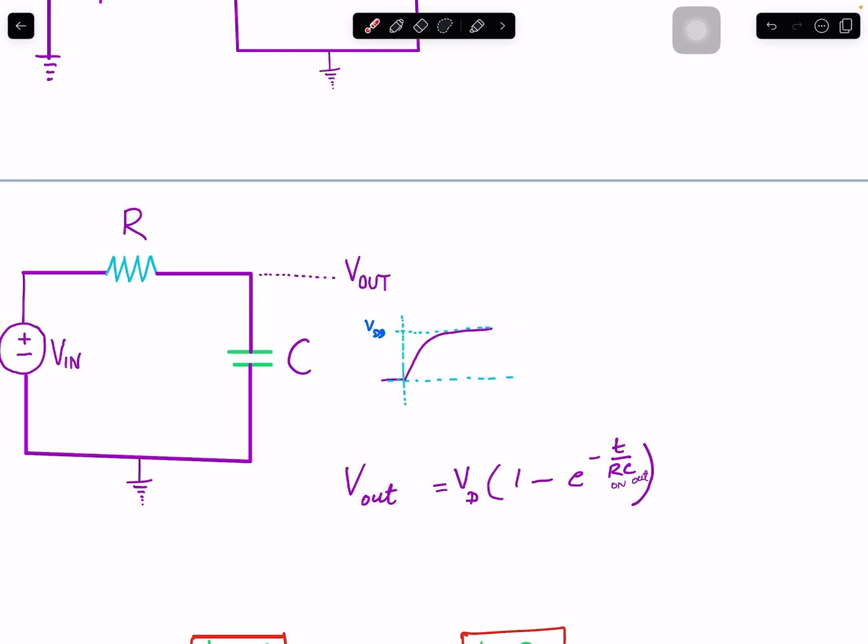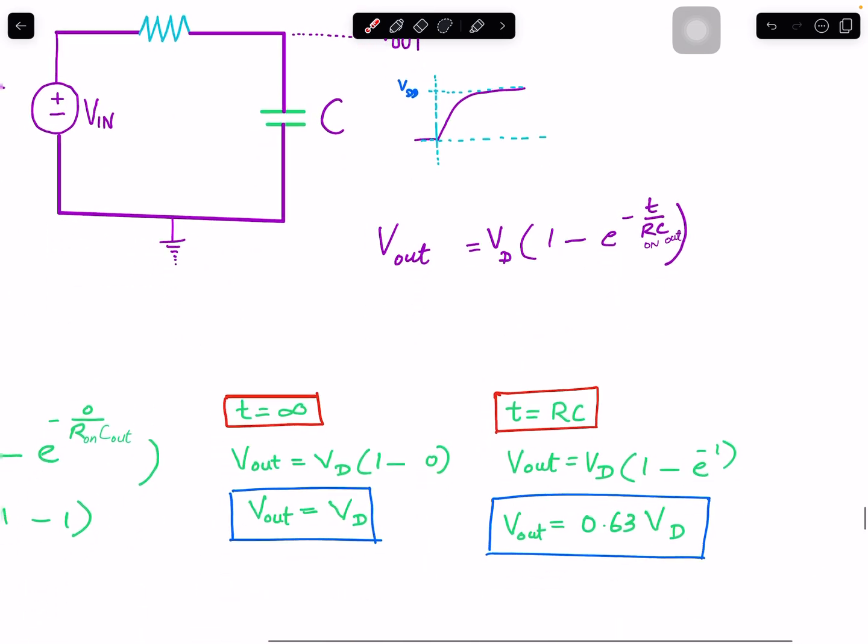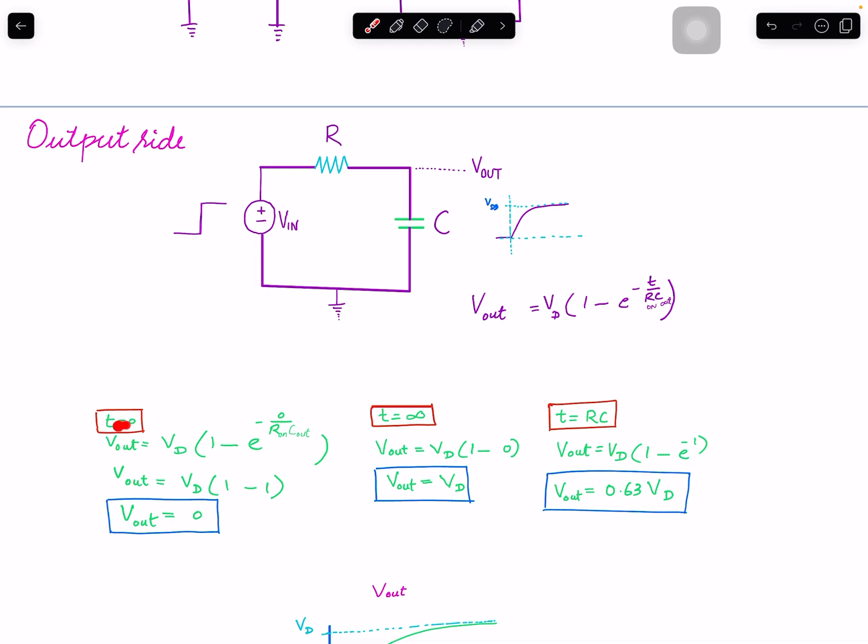V out is Vd, which is the input voltage, the highest voltage that the input voltage went to, times 1 minus e to the power minus t over RC. R is the on resistance and C is the C out, or the drain capacitance. Now in this equation, this is important: at time t equals 0, e becomes the power 0, which is 1. So then your V out becomes 0 at this point.